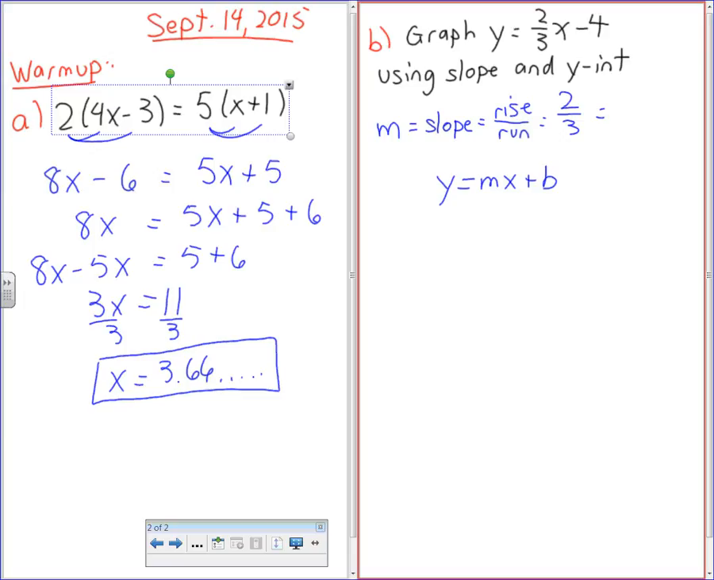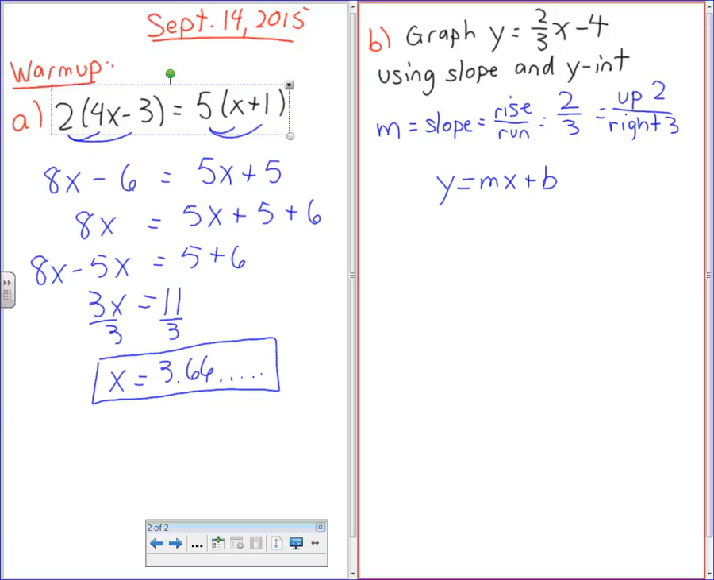Okay, can someone be brave and tell me what a rise of 2 is on my graph? Somebody new. Thomas, go. Up 2. Wyatt, what does a run of 3 mean? Over 3. I'm going to call it right instead of over, but that's okay. What that means is, once I get a point on my graph, I can just go up 2, right 3, up 2, right 3, forever and ever.